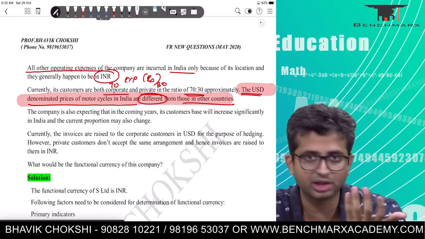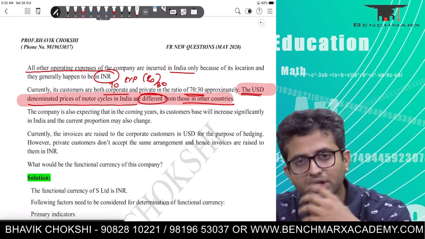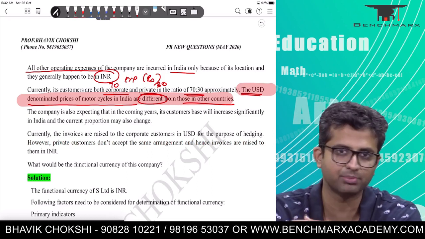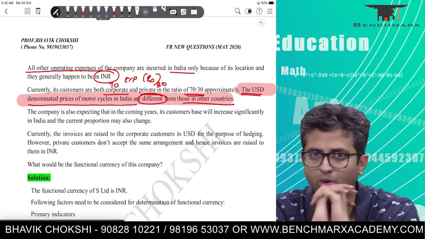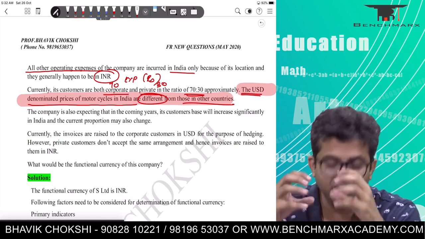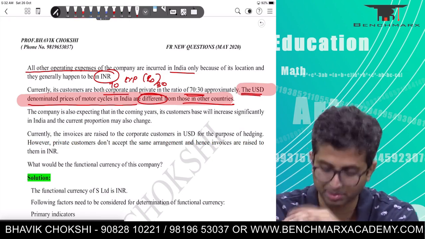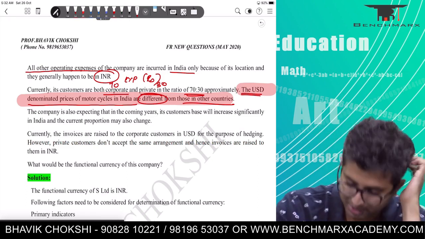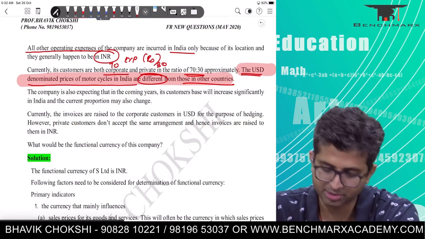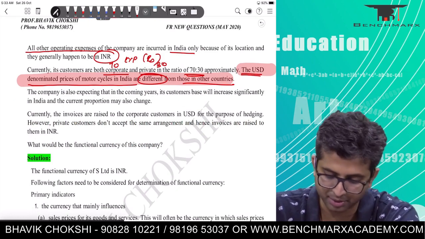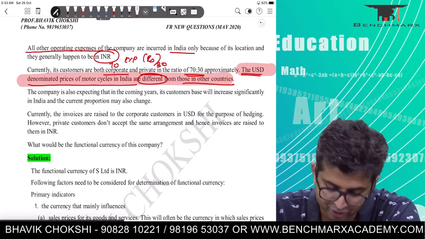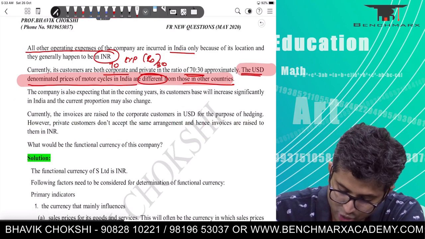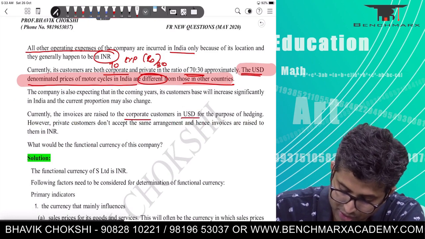But if the price is actually different, that is because the competitive environment of India is shaping up the price. Though the price is denominated in whatever currency, the competitive environment in India is shaping up the price. A very important sentence is: the company is also expecting in the coming years that its customer base will increase significantly in India, and the current proportion might also change. So 70:30 might change. Currently, invoices are raised to the corporate customers in USD for the purpose of hedging.